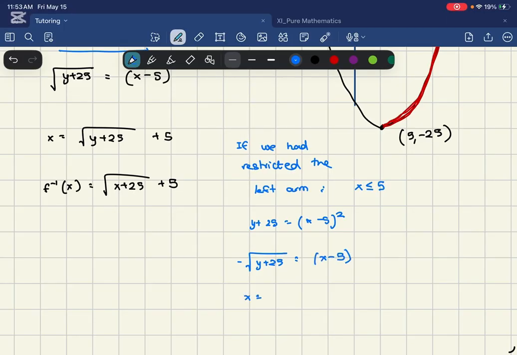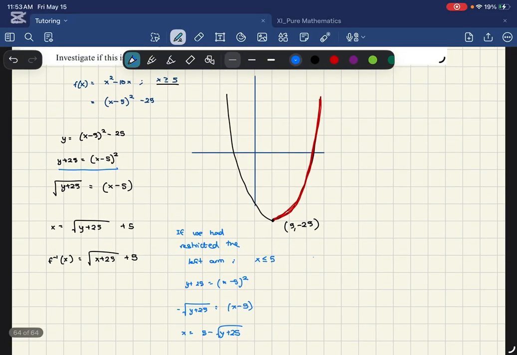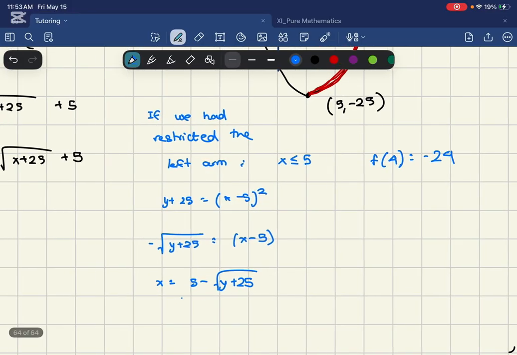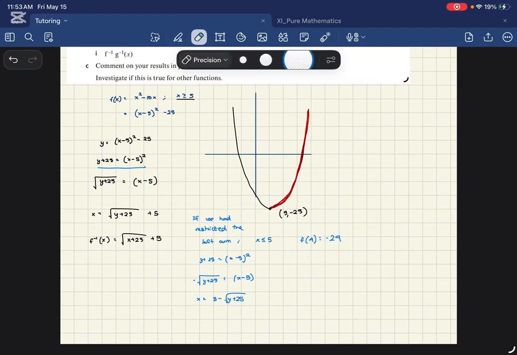And therefore, x is going to be 5 minus y plus 25. And now you can check. If you put in f of 4, it should also give you negative 24. And if you put negative 24 here, you're going to get 4, right?